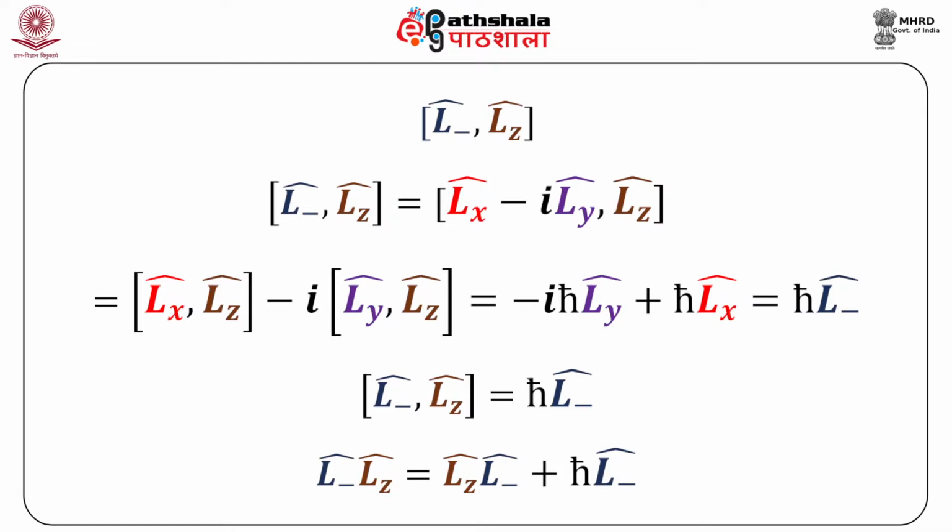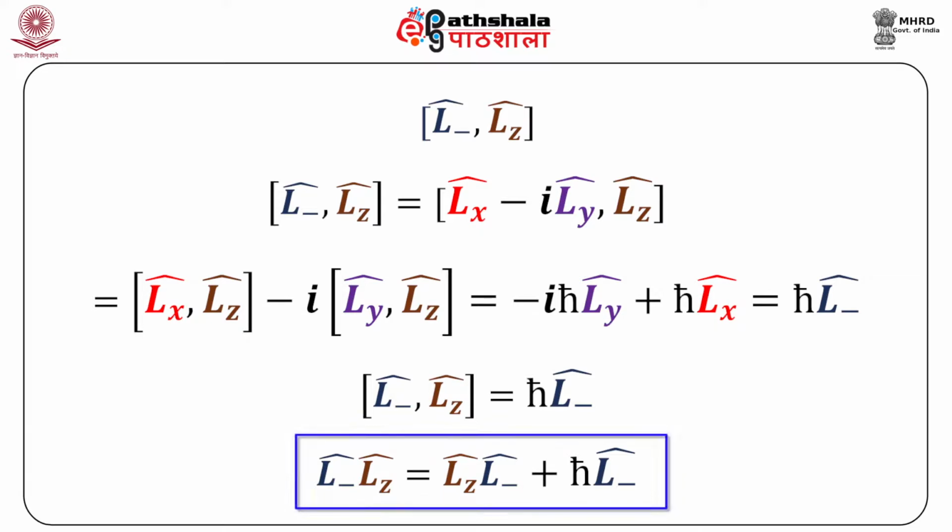Substituting the value of L minus operator, we get the expression [Lx minus i Ly, Lz]. Now, this commutation relation on simplification gives minus i h cross Ly plus h cross Lx, which is equal to h cross L minus. That means the commutator of L minus and Lz is h cross L minus. Again, simplifying the expression gives us the equation L minus Lz equals Lz L minus plus h cross L minus.